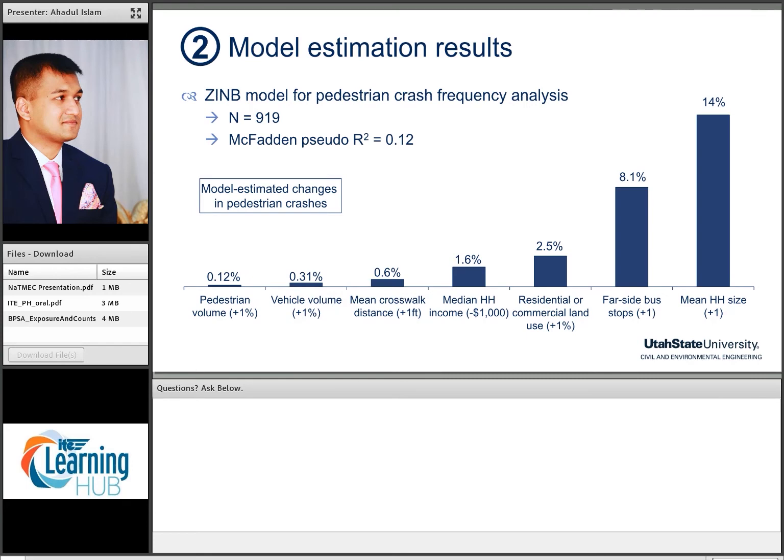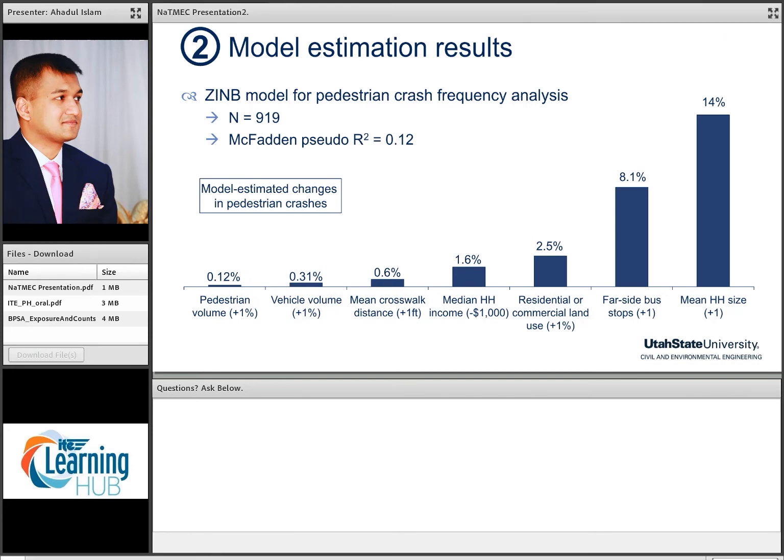Also, intersections with more far-side bus stops saw more pedestrian crashes, as did intersections with more nearby transit stops and those with more marked crosswalks. Among the built environment characteristics, pedestrian crashes were more frequent in areas with larger shares of residential and commercial land uses. While considering sociodemographic characteristics, household size showed a positive association, but median household income showed a negative association with the frequency of pedestrian crashes at study sites.